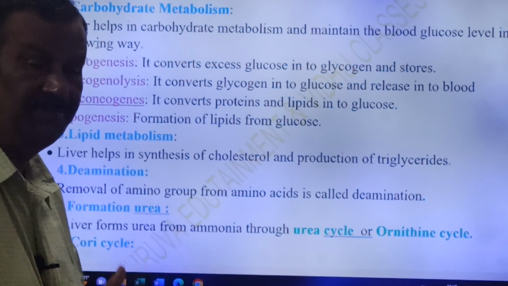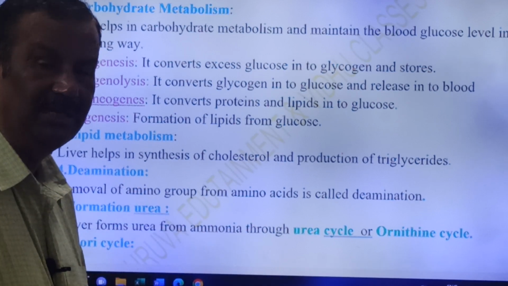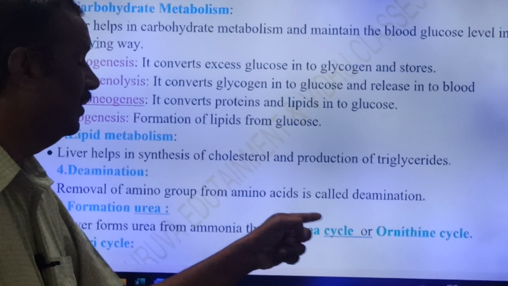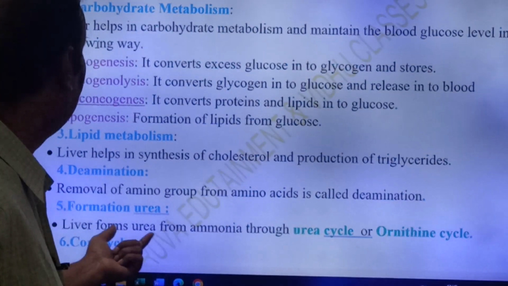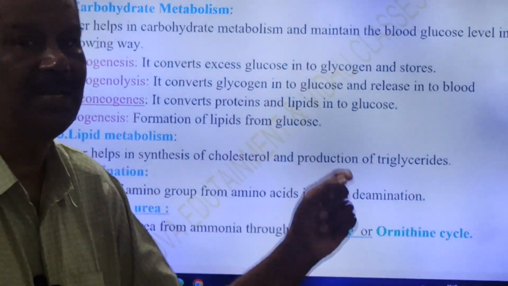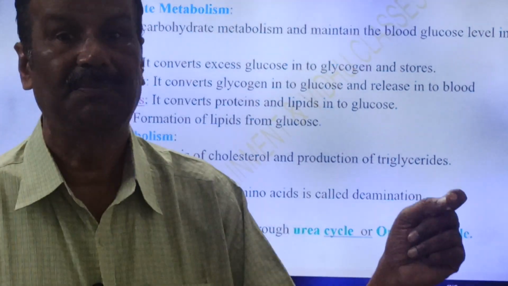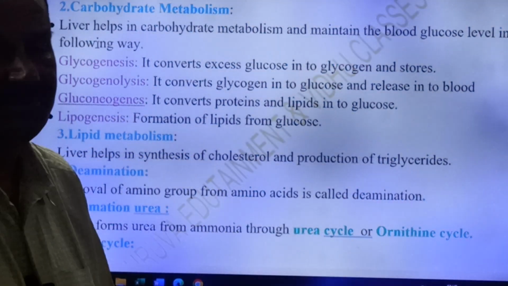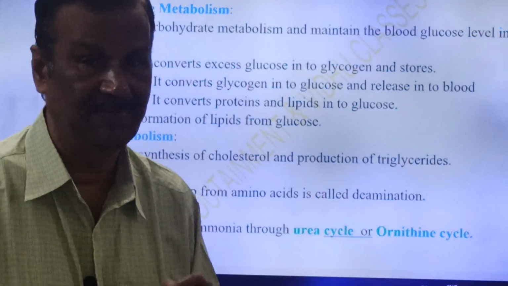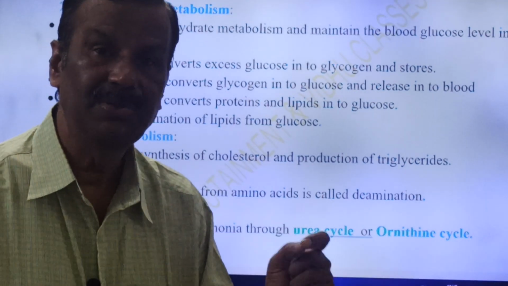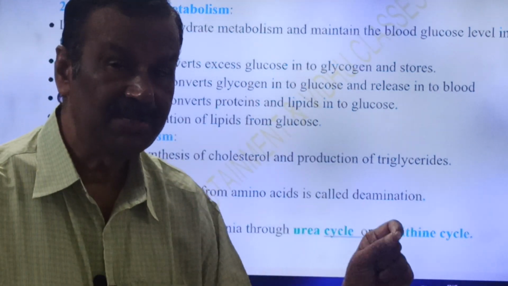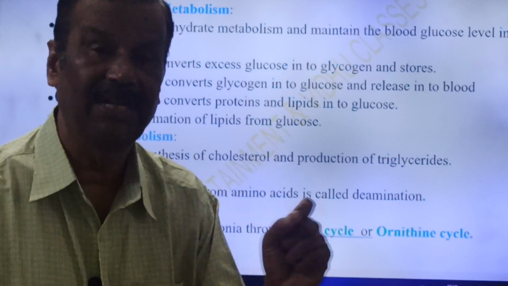Next point, function: formation of urea. Friends, urea has ammonia. After deamination, that ammonia is converted into urea in the liver. Liver forms urea from ammonia through urea cycle or ornithine cycle, also called the Krebs-Hensel heat cycle. So the formation of urea takes place in the liver. That is a very, very important function, friends. Liver produces urea. Kidney separates that urea. So formation of urea takes place in the liver.